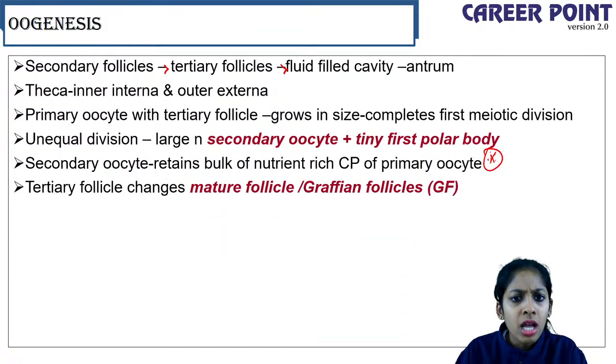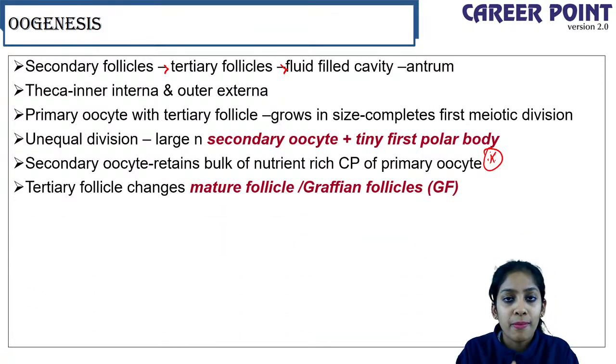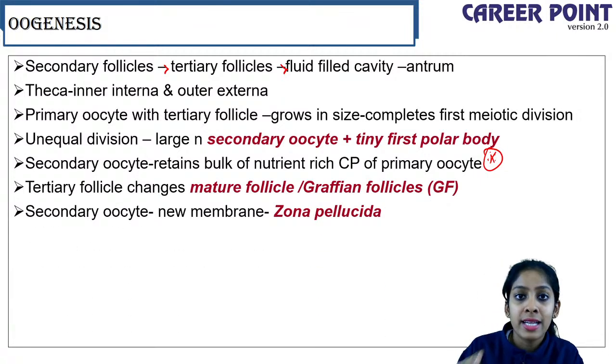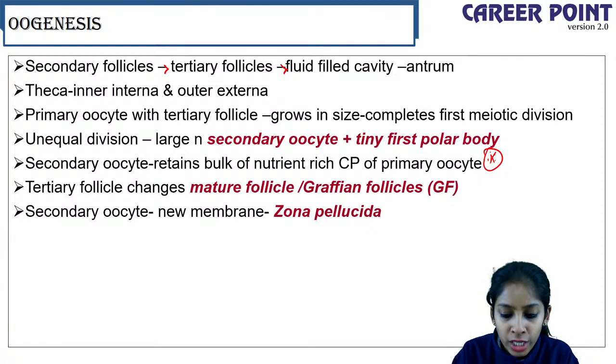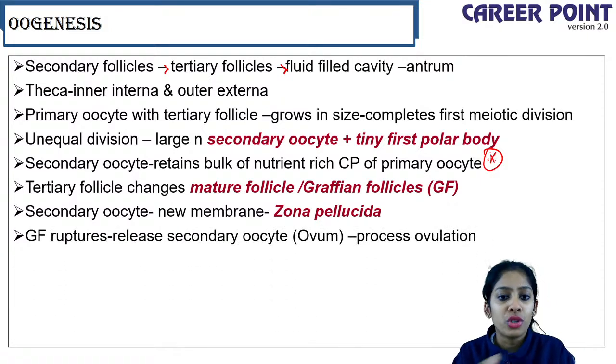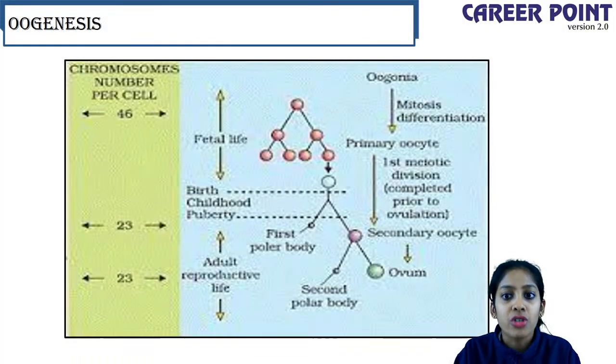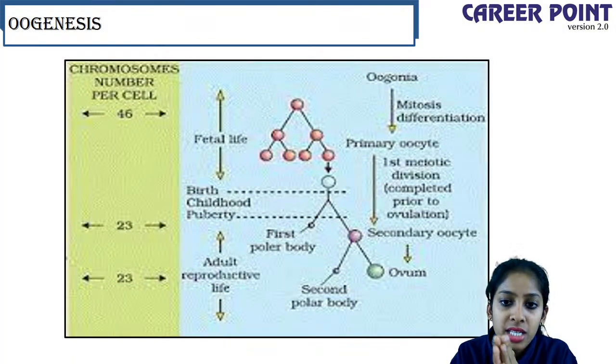Okay. The tertiary follicle changes into the mature Graafian follicle. Now slowly the secondary oocyte develops a layer around itself, that is the zona pellucida. Now the Graafian follicle will rupture to release your secondary oocyte. This process is called ovulation, and this is the process of your oogenesis. So this is how it happens.